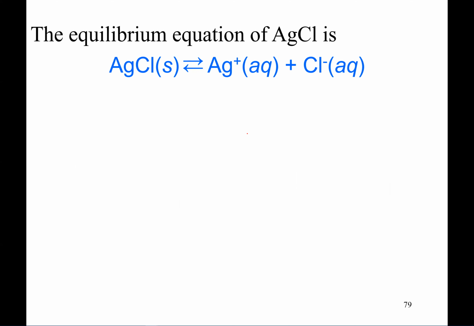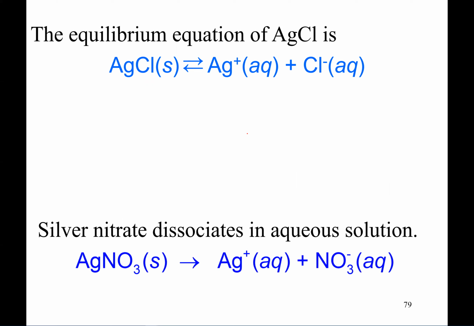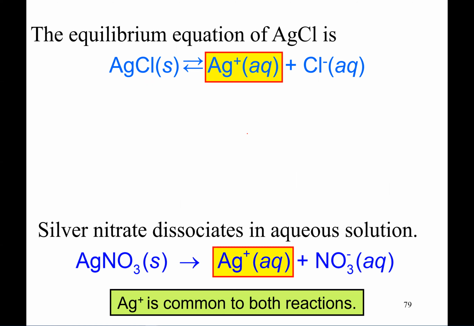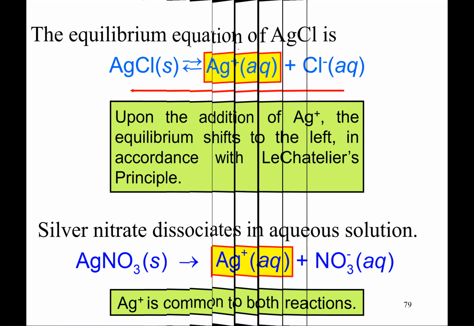So the equilibrium equation of silver chloride is this. Silver nitrate dissociates in aqueous solution like that. You get there. Silver is common to both reactions. Upon the addition of silver to it, the equilibrium will shift to the left according to Le Chatelier's principle. So if you add silver nitrate to it, to that side, it'll push it in that direction. If you were to add salt to it, it'll push it in the other direction too, to the left.